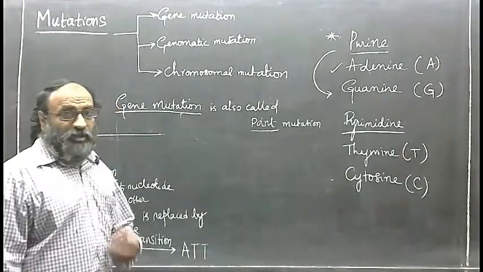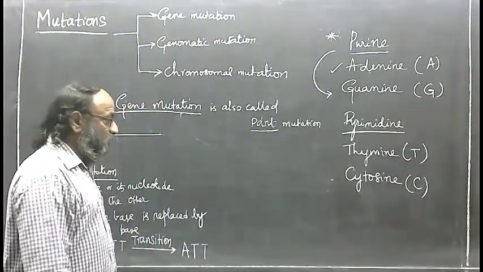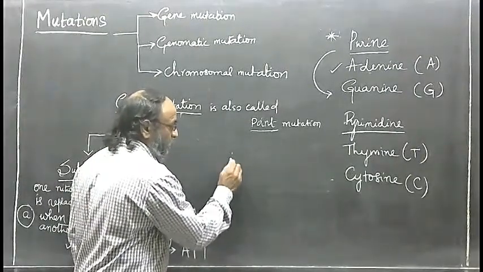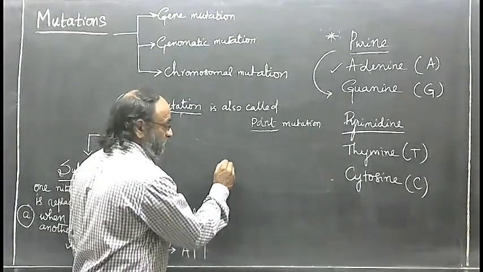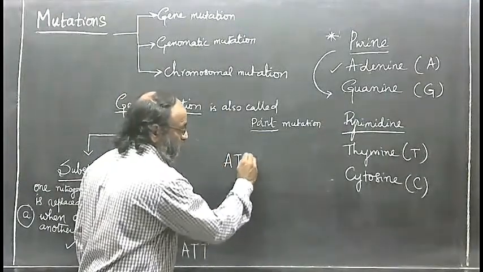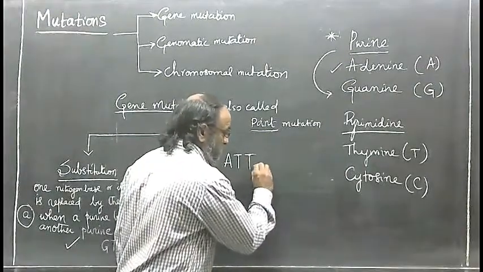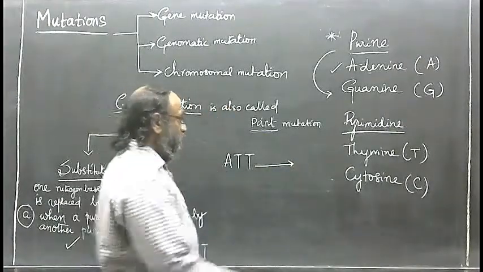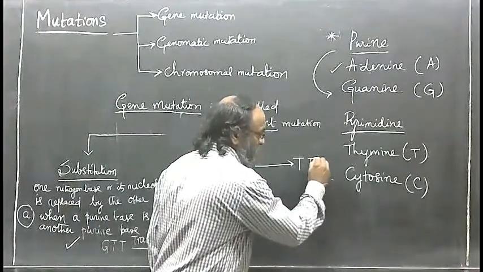Now let us examine the other case. Now I will write a codon. The codon is ATT. This is the codon. And this codon has undergone mutation, a change, and resulted in a codon called TTT.